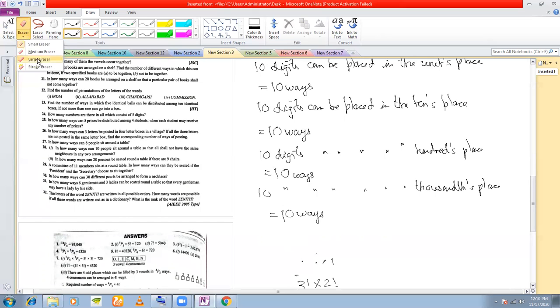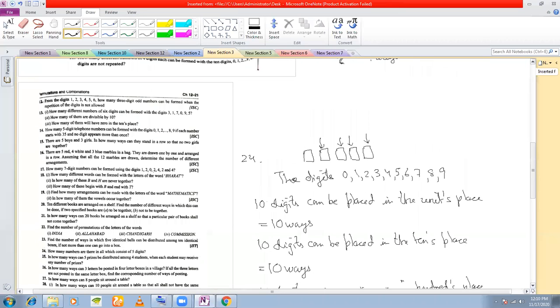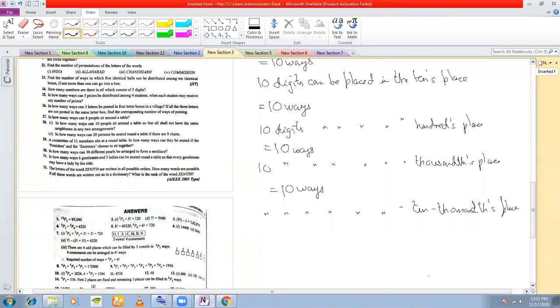But in the last place, the 10,000th place, how many ways? In this last place, not 10 digits. In this place I can place 9 only, in 9 ways, because I cannot place a 0 here. So 9 digits can be placed in this place in 9 ways.